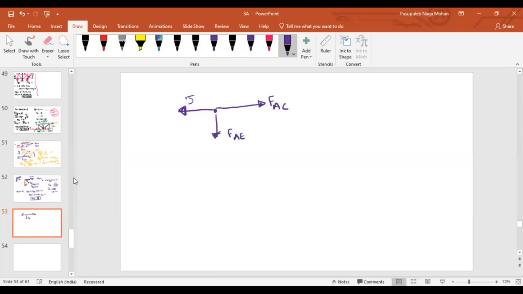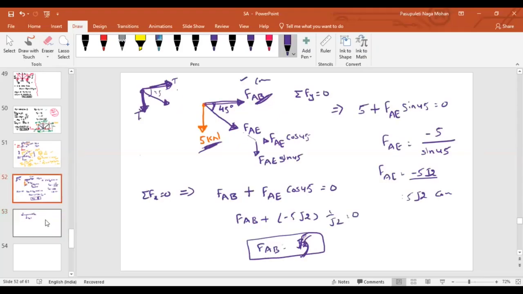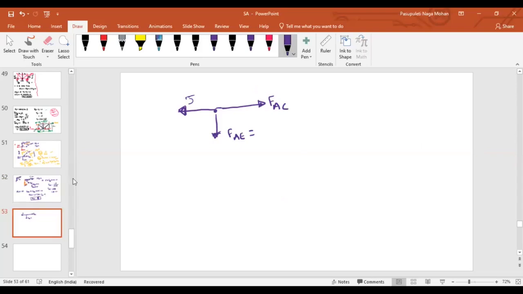Now, which force can I directly know? I can directly know all the forces. Why? Because there are no inclined members, isn't it? What about the force in FBE? Sorry, this is FBE, right? And this is FBC. We have resolved the forces at joint B. What is the value of FBE?